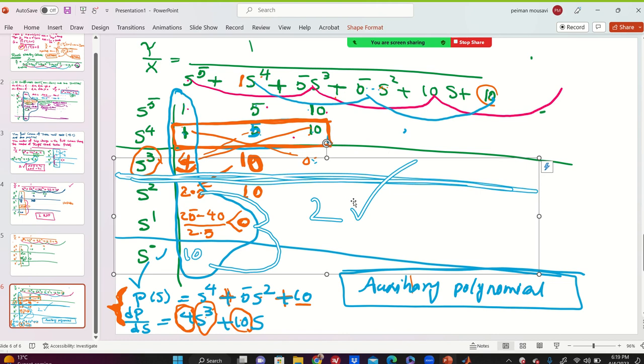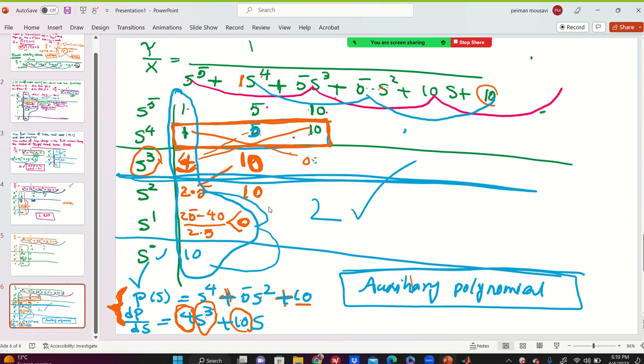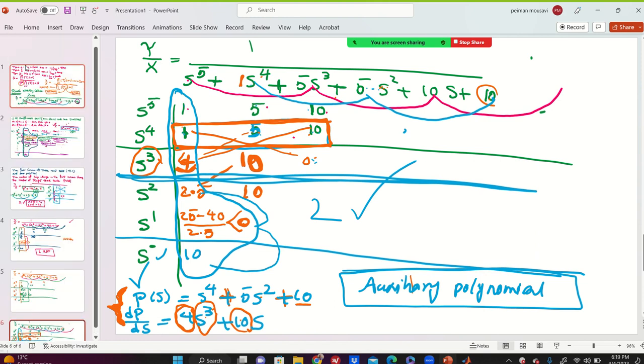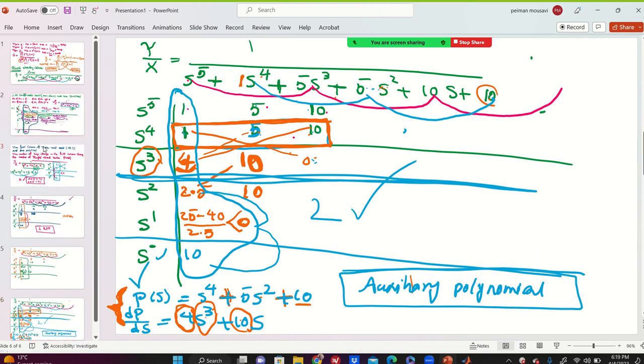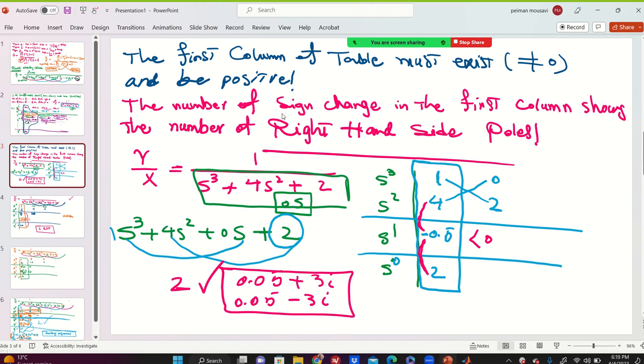Yeah, here, as I told you, we have 2 sign changes. 1, 2. I'm not sure that you wrote this down, but I taught you: the number of sign changes in the first column shows the number of right-hand side poles. Do you see that?